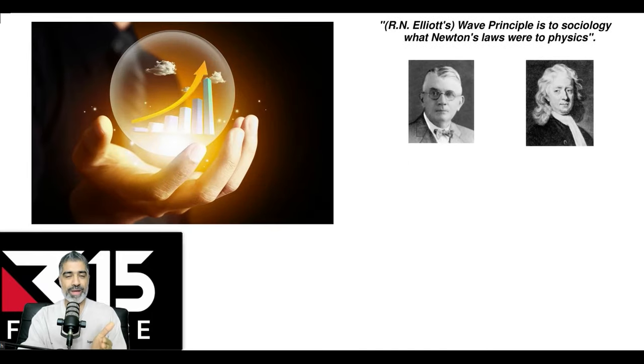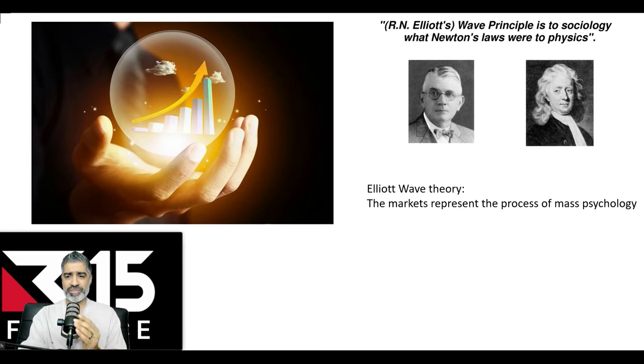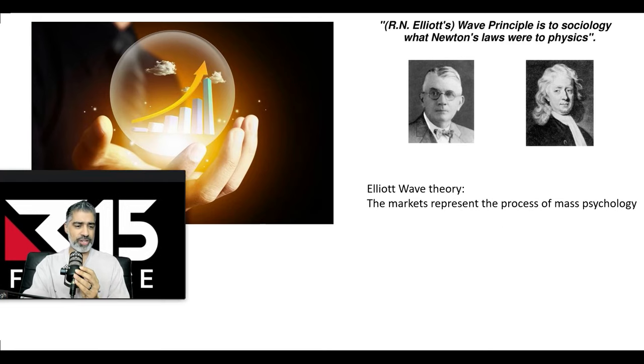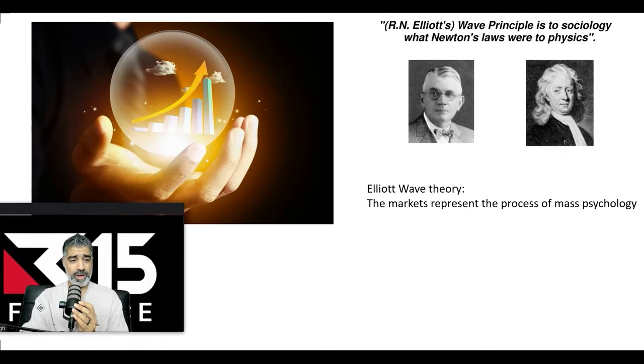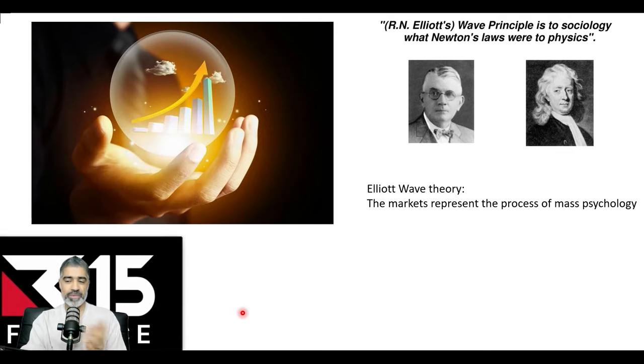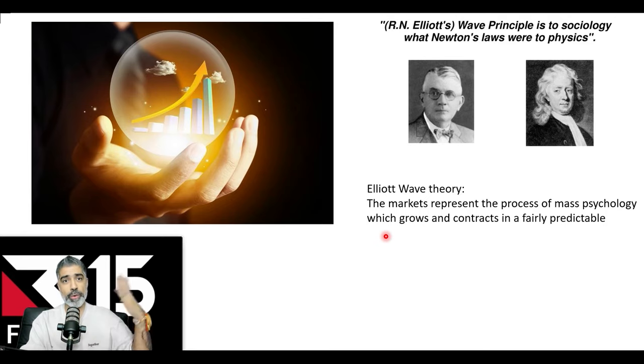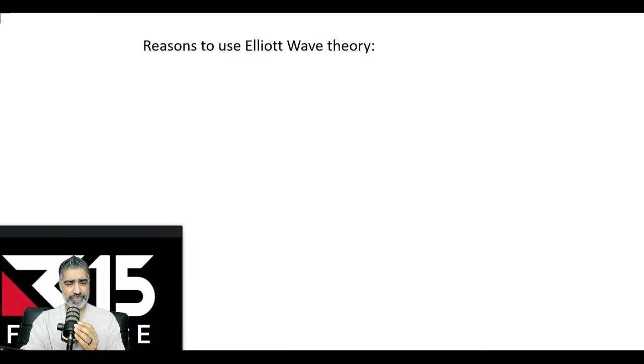Elliott Wave was created by a guy called Ralph Nelson Elliott in the 1800s, 1900s. Elliott Wave Theory: the markets represent a process of mass psychology. So important, because everyone's always asking, why is the market moving up? Why is it moving down? I don't get it. It's fear and greed in a nutshell. And the markets are always growing and contracting all the time. And we're looking for those identifiable patterns.